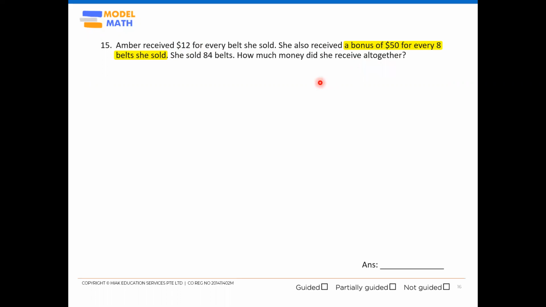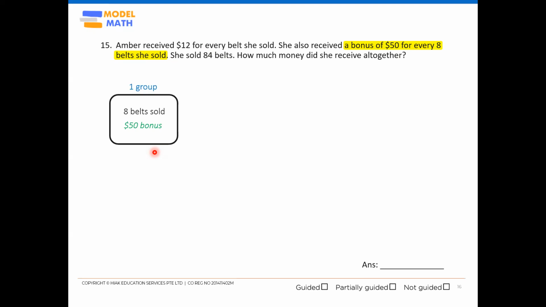So what we're going to do is we're going to draw one group first because it's grouping. Now, what do I put in one group? In my one group, I should put the 8 belts because that is per group, right? Every 8 belts you sell, then you know there's an incentive. So 8 belts is in one group, and you will get an extra $50 bonus. So this is what we call our one group.